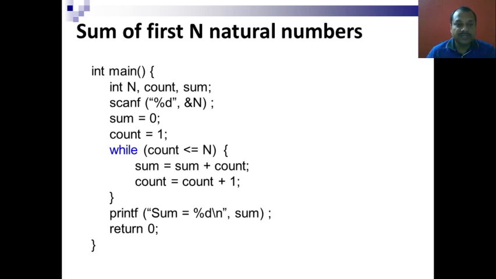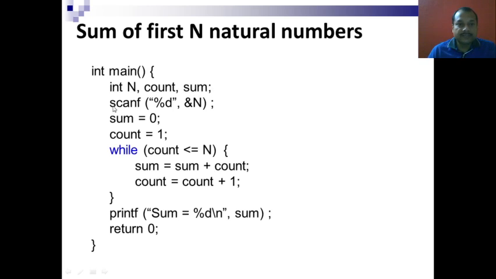So int main, and there is no argument in main, then opening brace. Next, I am declaring variables: int capital N, count and sum, these three variables. Count is for controlling the loop, and N is the limit on the natural numbers, the first n natural numbers. Sum is the variable where the sum will be stored.